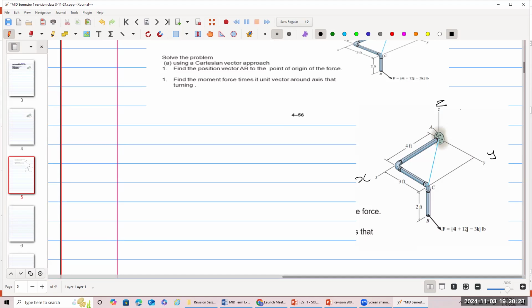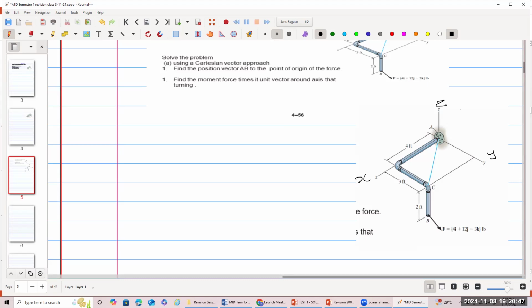So it has components: in the i direction it is 4, in the j it is 12, and in the k it is minus 3, going down. So the first thing we need to do is find the position vector of AB.